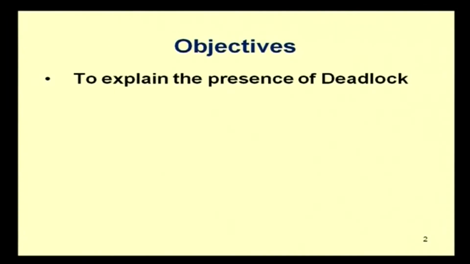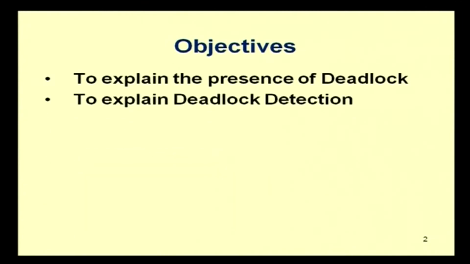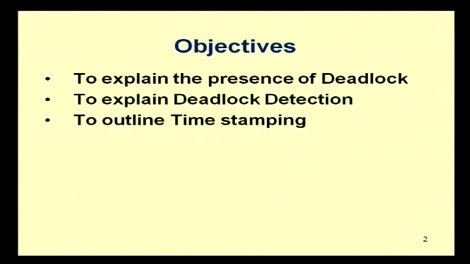In this lecture, we are going to talk about concurrency part 2. We have already spoken about concurrency in the last lecture also. So, here we are going to explain another concept associated with concurrency, which is deadlock, and then we are going to explain how deadlock can be detected, and then we are going to outline the concept of time stamping. So, first let us look at deadlock.